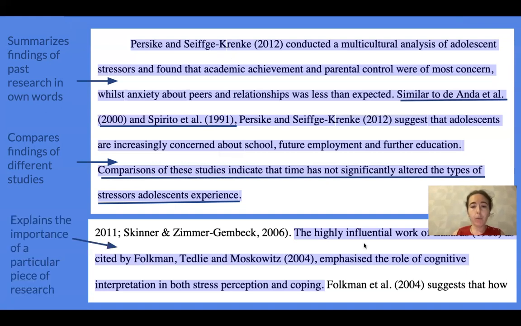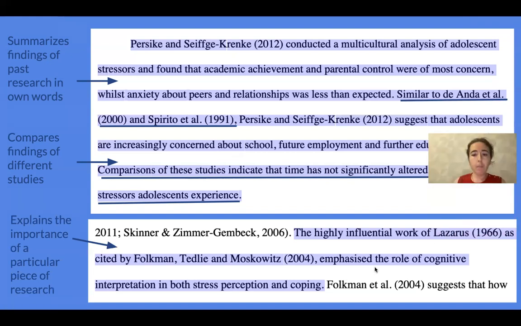Okay, this next one, the highly influential work of so-and-so emphasize the role of blah, blah, blah. So here, I think the student does a good job of explaining the importance of a particular piece of research, right? So sometimes there is a work that is super important. Every article you read cites it. It might be useful to make that clear to your readers, right? By saying something like, this work is highly influential, this work is widely cited or widely read, etc. That might be a good thing for your readers to know.